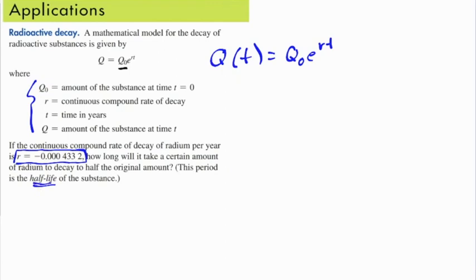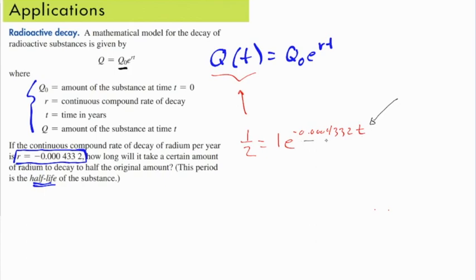So when we're talking about half-life, that means we want the quantity to be half of whatever we started with. So we put the number 1/2 in there, equals, and we put 1 in for the initial amount. e to the rt, our r value is negative 0.0004332 and t. And they're asking how long is it going to take for it to reach this half quantity. And the only unknown variable here is t. So we simply have to solve for that.